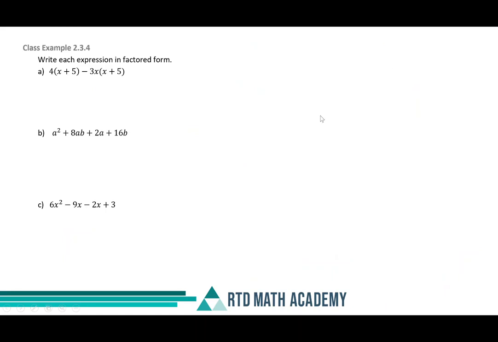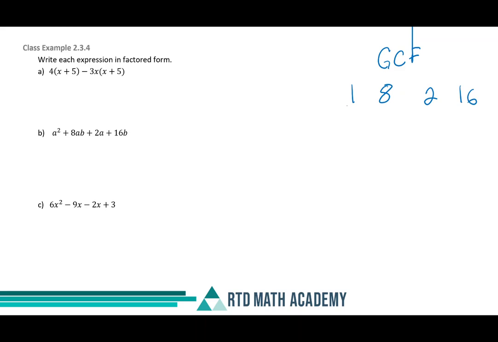Question B, let's try and look for a greatest common factor first, and then we might use a little trick here, okay? So if I have a squared plus 8ab plus 2a plus 16b, what I'm trying to do first, as I always should start with, is can I find a greatest common factor? So let's look at the numbers. I have a 1, right, as the coefficient in front of a squared. I have an 8, I have a 2, and I have a 16.